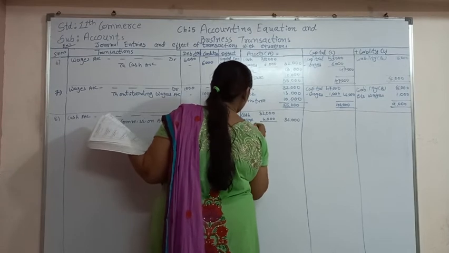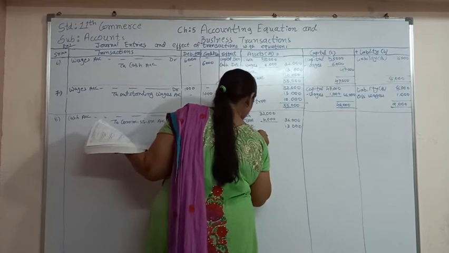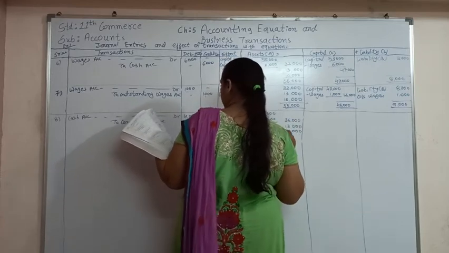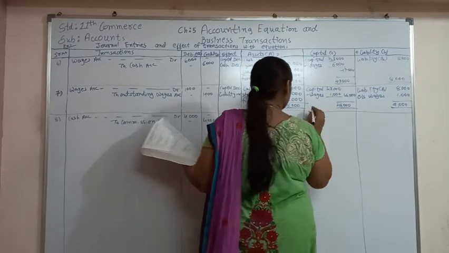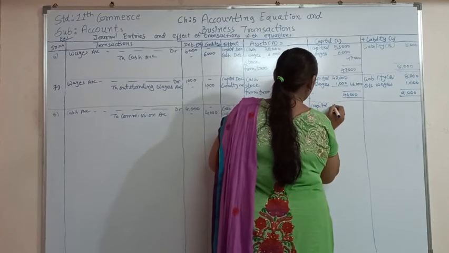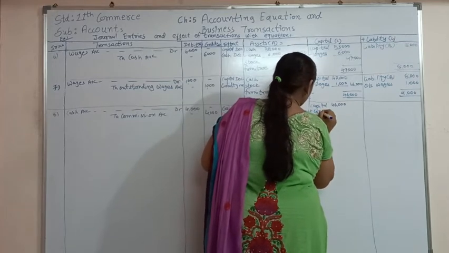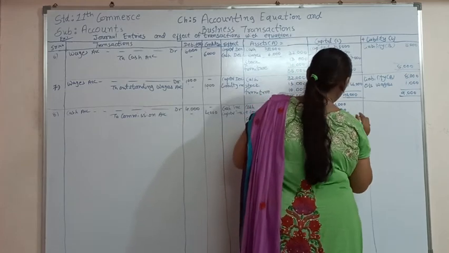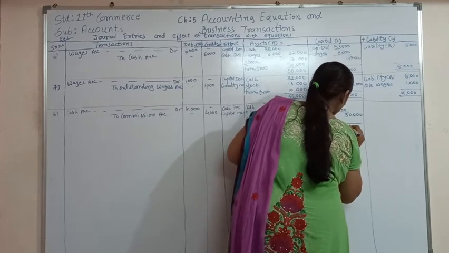Then stock is of rupees 13,000. Then furniture of rupees 10,000. So here we can see the total of this will be 59,000. And capital is 46,000 plus commission of 4,000. So total will be 50,000. So total capital will be 50,000.